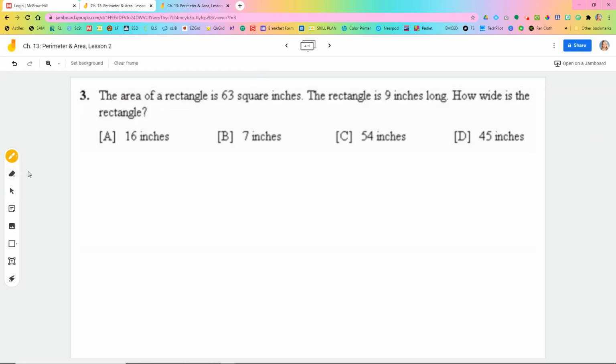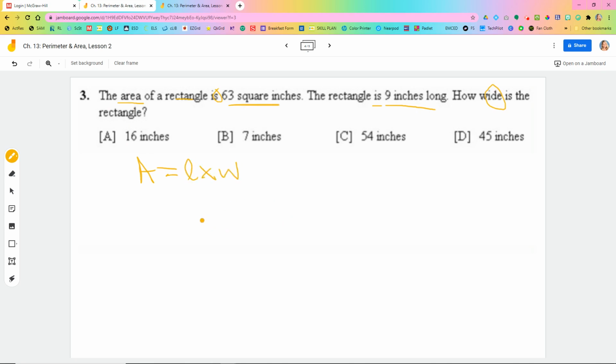Okay, so this one, instead of perimeter, gives us the area. So it says the area of a rectangle is 63 square inches. The rectangle is 9 inches long. How wide is the rectangle? So instead of using perimeter, because now it gives me area, I've got to use that formula for area.